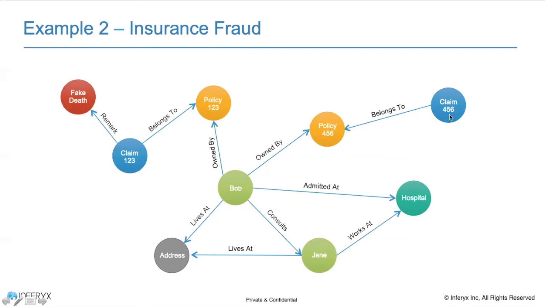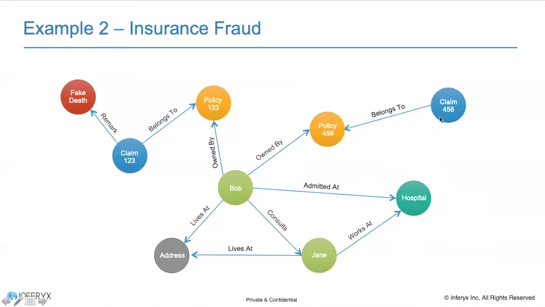So we can write a Cypher query which can give me all the paths which start with a claim and end with a claim that has a fake death. Obviously that's only possible if the policy is owned by the same customer. If it was a different customer, there would be no relationship, and there would be no way you could traverse from claim 456 to claim 123, right?